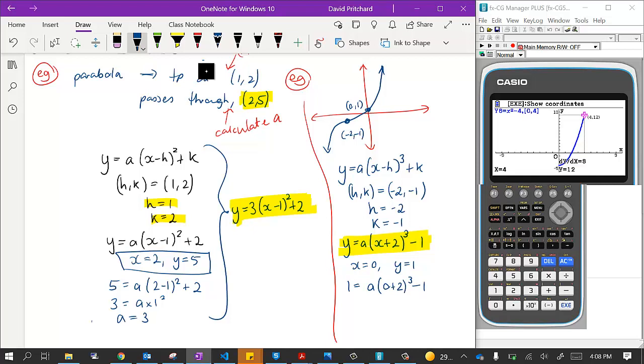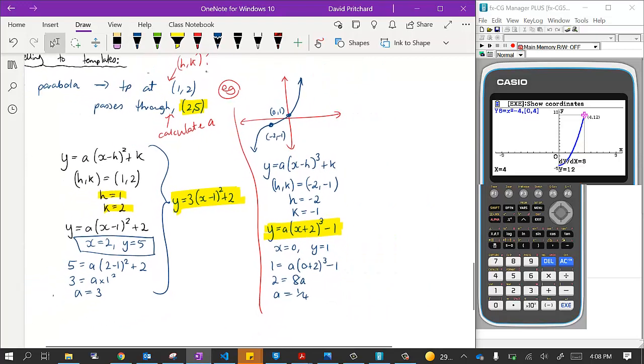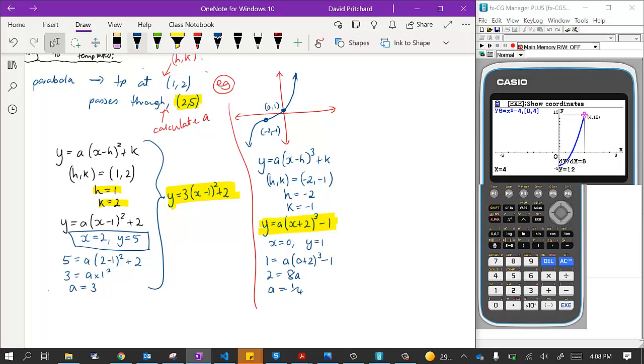Our goal now is to solve for a. So we add 1, we've got 2. 2 cubed is 8, so we've got 8a. And when we divide by 8, we end up with a is equal to 2 on 8, which is 1 on 4. So our final model here in this scenario is y is equal to 1/4 (x plus 2) cubed take 1. Now again, if we were to graph that, we would see the same shape passing through the same points. And there's our model, there's our solution.